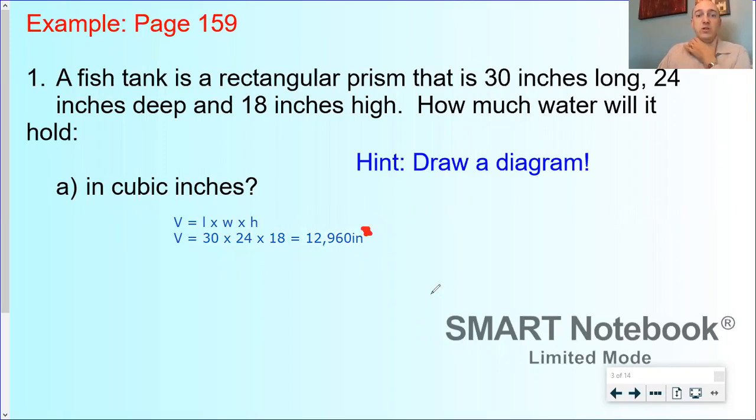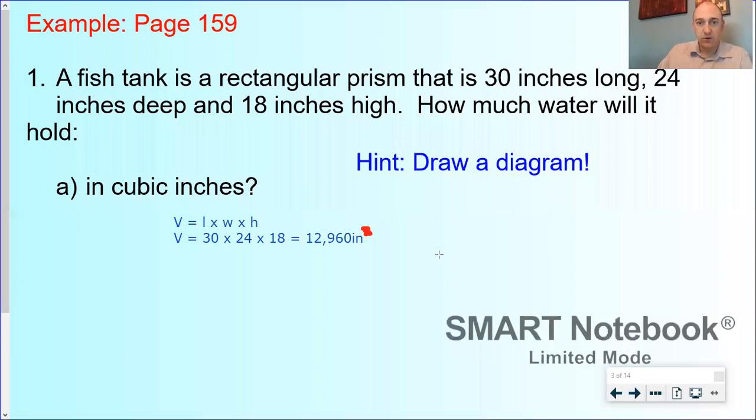It's important to use the right units, and for volume, we're always going to have cubic units, because the amount of space something takes up is similar to when you've got a cube. That cube takes up space, whereas a square does not. It's just a flat thing, so it doesn't take up three-dimensional space. Volume does. So the fish tank is in cubic inches.